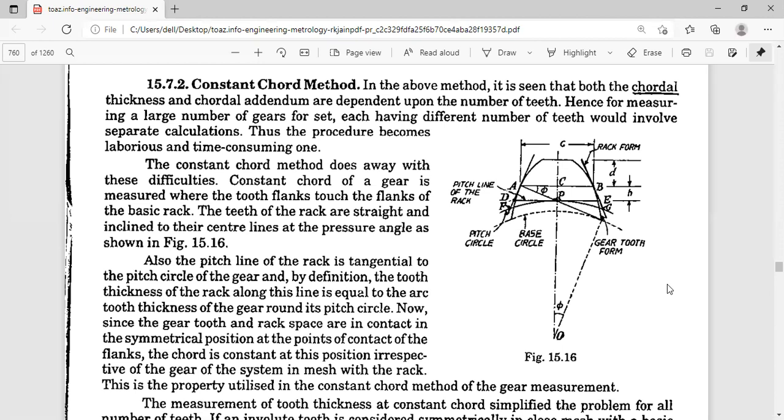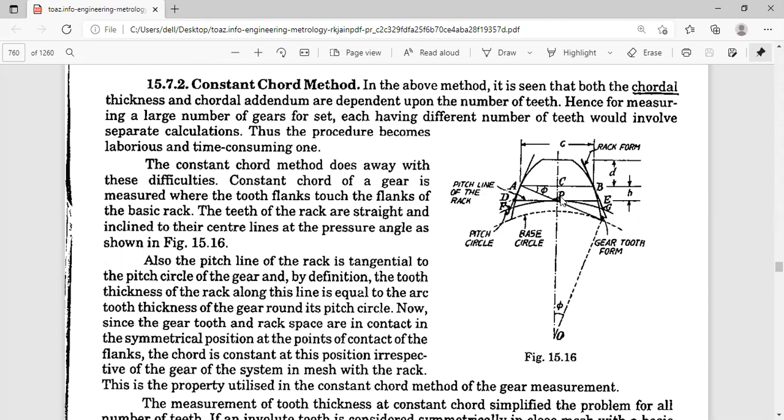The tooth thickness of the rack along this line is equal to the arc tooth thickness of the gear around the pitch circle. That's very important. There you have to ascertain the position. Already I told you the position where you are measuring the gear tooth thickness is very important. Here the gear tooth and rack space are in contact in the symmetrical position at the points of contact of the flanks. These are the points of contact of the flanks.